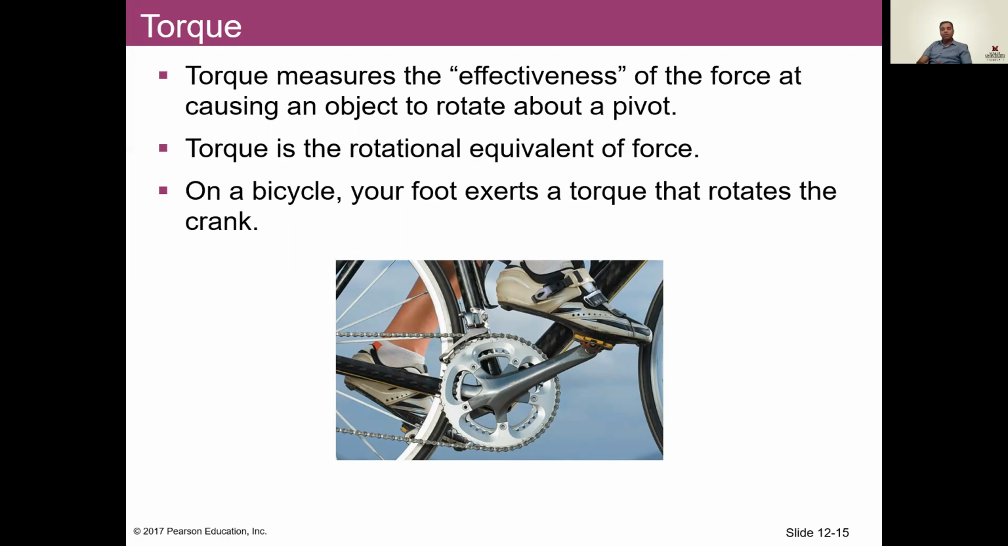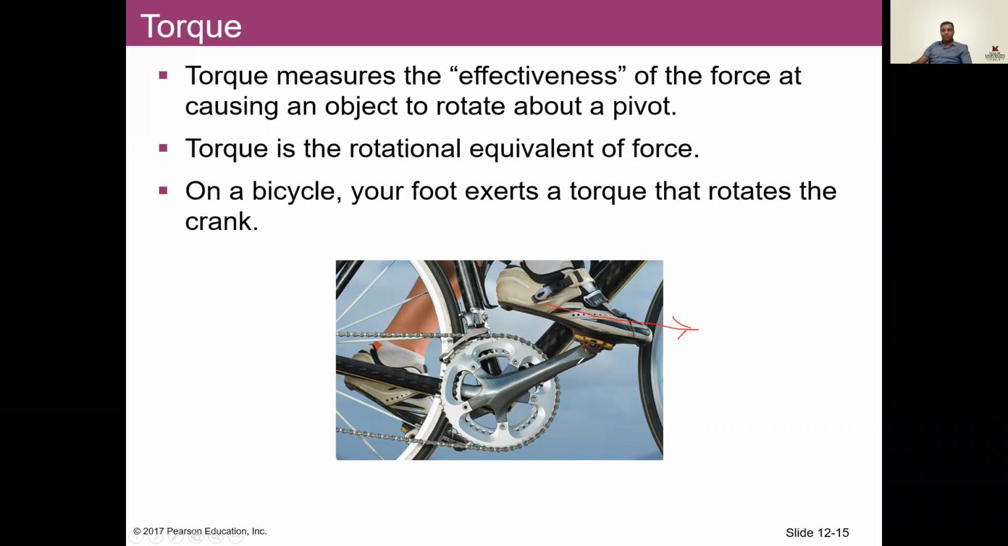But what happens in rotational motion? What happens when you have a net angular acceleration working on an object and you want to know what has created that angular acceleration? Okay, so torque measures the effectiveness of the force at causing an object to rotate about a pivot. You can clearly understand that it is no longer just the force itself, right? So it's no longer just the force that this person is applying on the paddle in this direction.